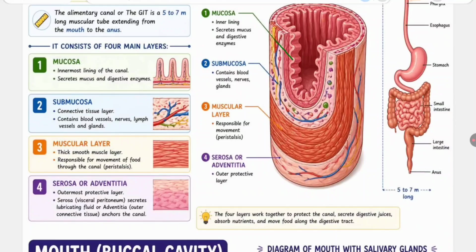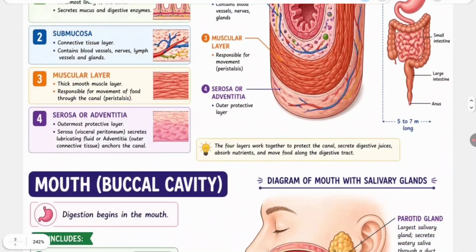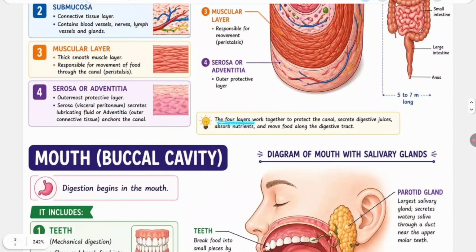Then serosa or adventitia means the outermost layer. It is the visceral peritoneum, which secretes lubricating fluid. Lubricating means slippery fluid. Or adventitia, the outermost connective tissue, anchors the canal, means it holds the full canal. Okay, next you can see the picture. Here, the four layers work together to protect the canal, secrete the digestive enzymes and juices, absorb the nutrients and move the food along the digestive tract.